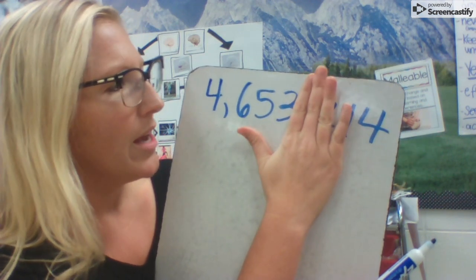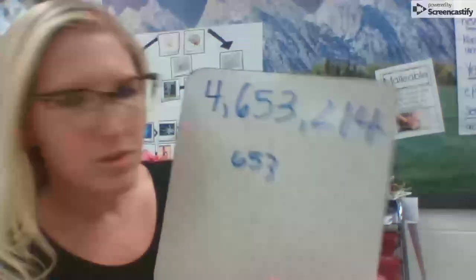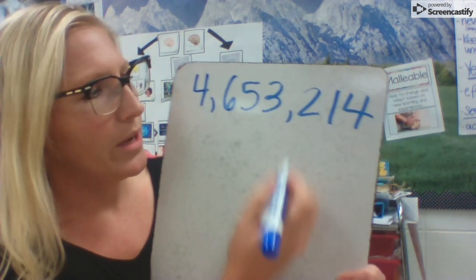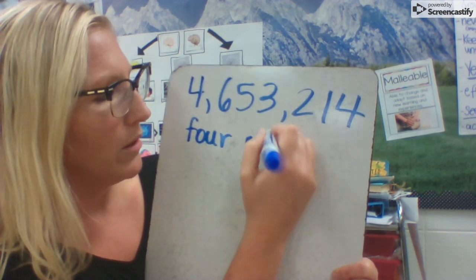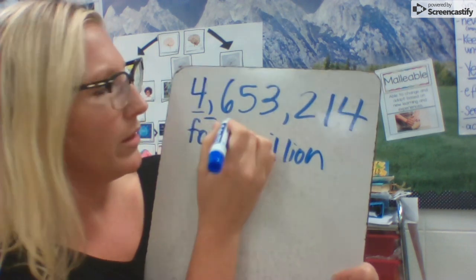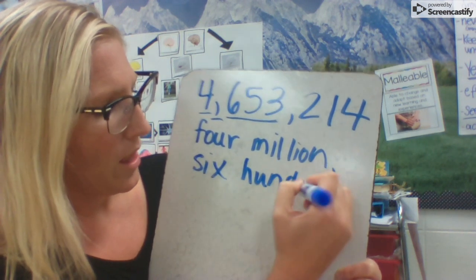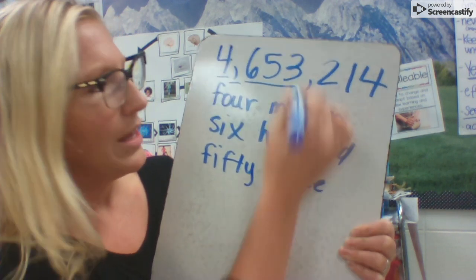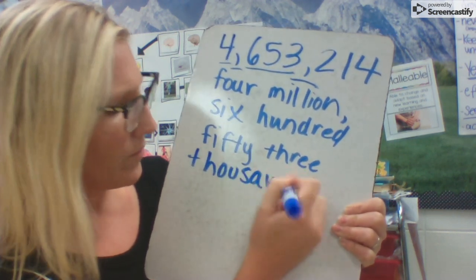4,653,214. So we read these parts as if they were completely by themselves. So 4 million. You read these three numbers in the middle just like you would if you saw those numbers all by themselves. 653,214. Well, I will write that out. 4 million, 653 thousand, 214.